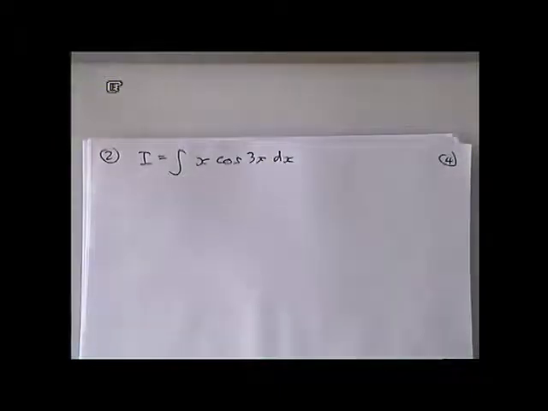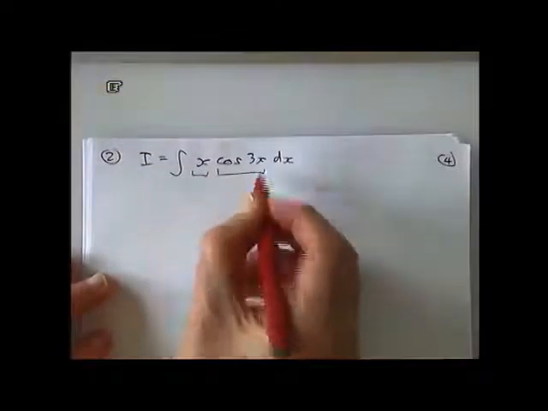Okay, so here's our second example of integration by parts. What two bits make up the product? Ella, what are the two bits in my product here? X and cos 3x. Okay, that's right.